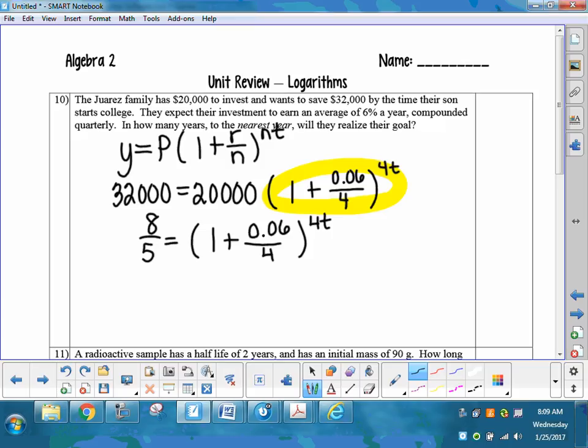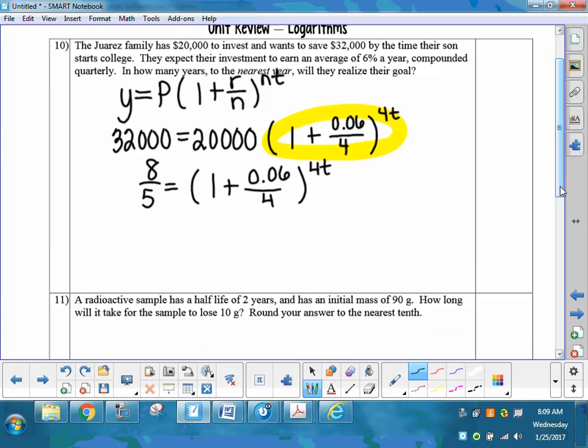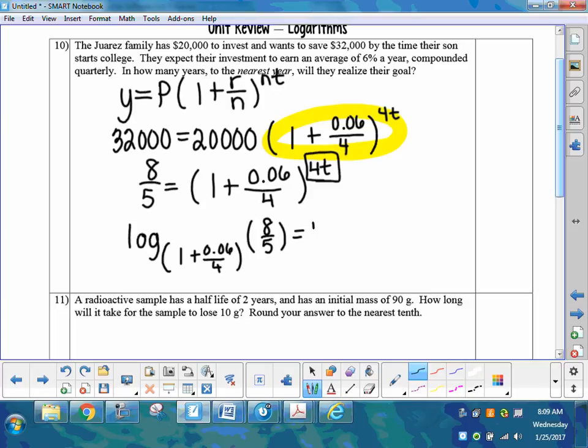So what do we do now to solve this out? Hands up, please, when you can tell me what gets done to solve this out. Jason? Raise the 1 plus 0.06. Nope. Already not right. Put it in log. Let's write it in log form. You're solving for this. So when we do this, it's log with a base of 1 plus 0.06 over 4 of 8/5 is going to be equal to 4t.